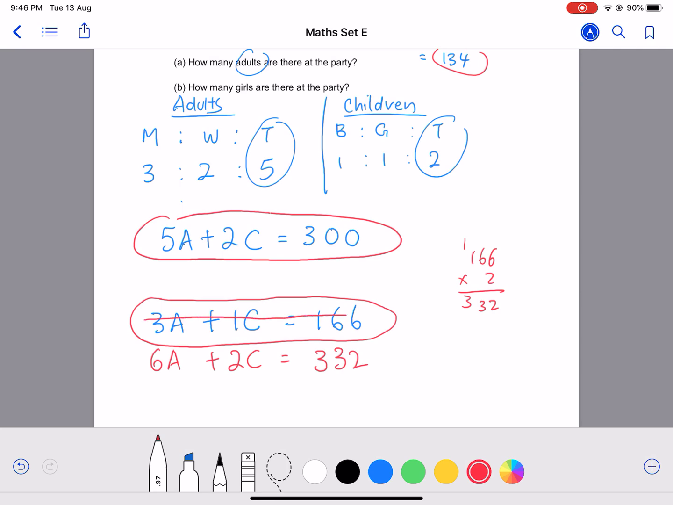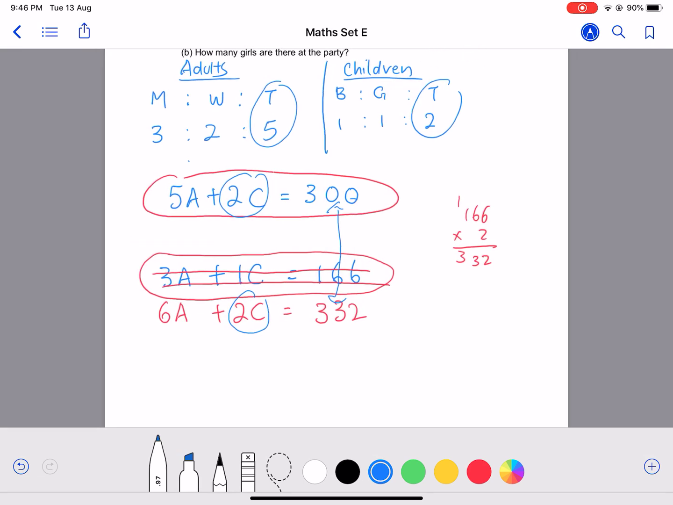So I cancel out this that I do not need anymore. Now take a look. Two children. The difference is 332 and 300, and it's caused by 1 adult. So what can I say? One adult is the difference of 332 minus 300. One adult is 32. Alright, so you make C look constant, so the only difference is in the adults. You can try to use it with the girls as well, it will also work.